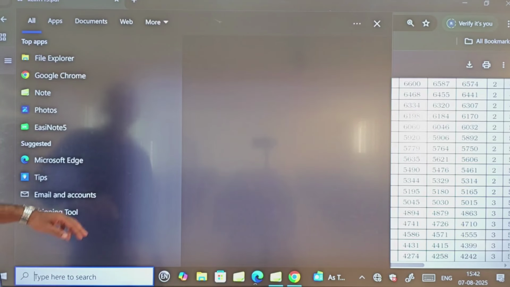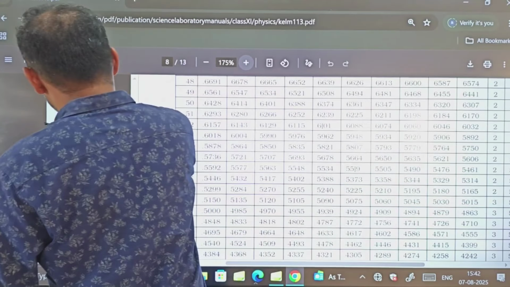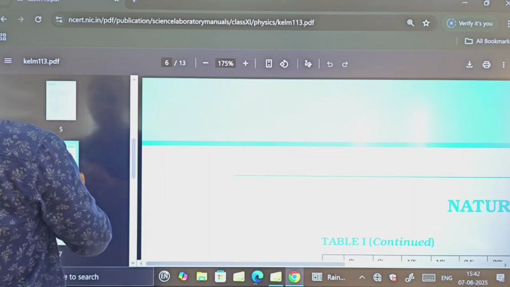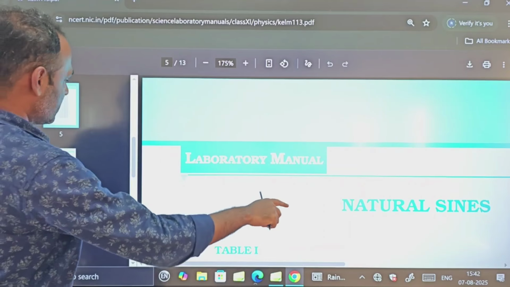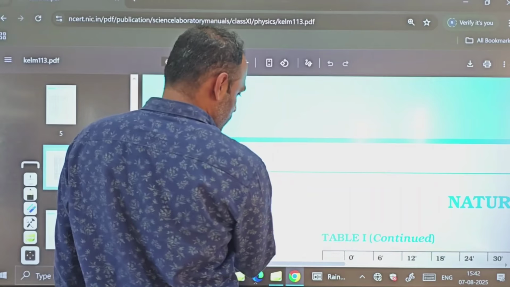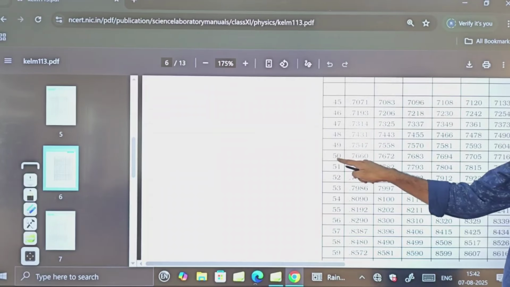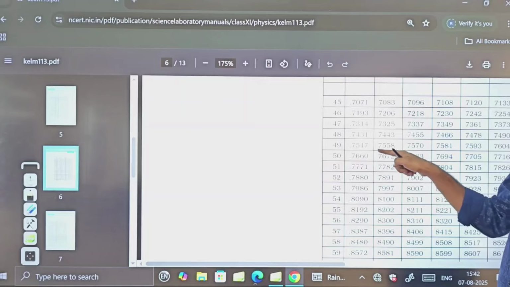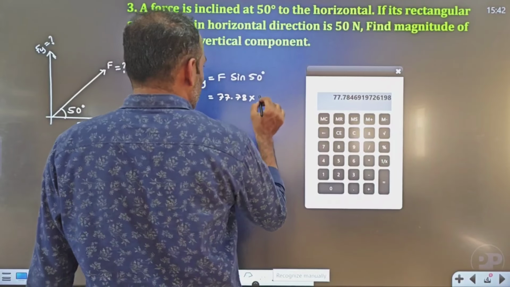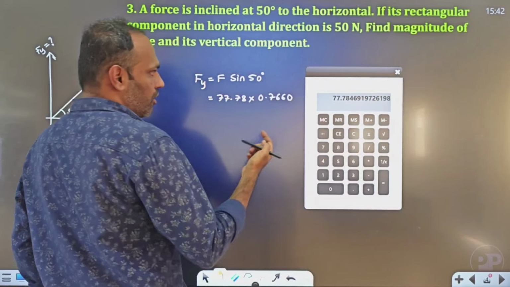So let us check the sin 50 degree value here. We take the natural sines table. So this is natural sine. In natural sine, we have to see the value of 50 degree. Okay, sine 50 degree, here it is. Sine 50 degree is 0.7660.